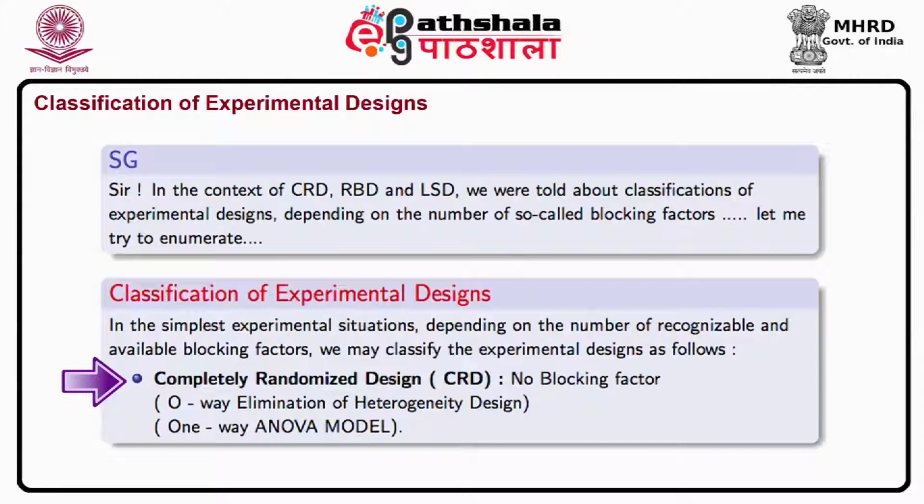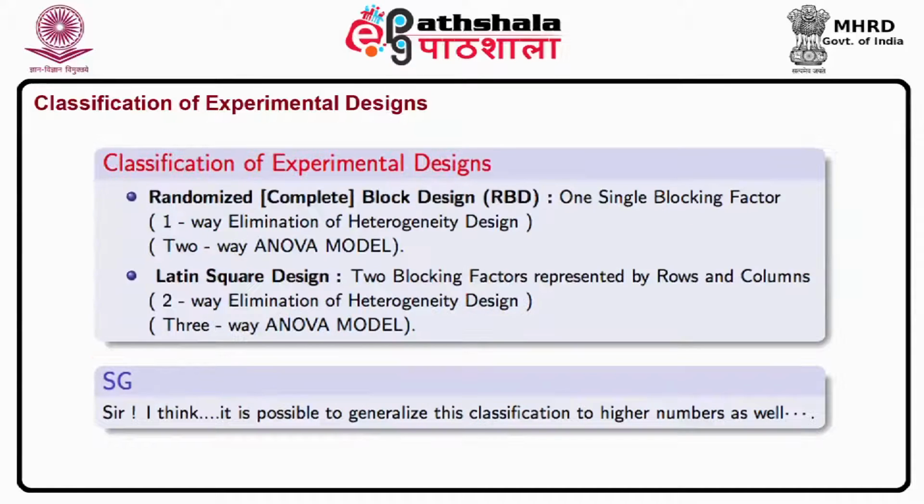Yes, sir. The idea is that all the experimental material to start with are homogeneous. There is no blocking factor, so there is no external variation. The moment we put treatment, then they become segregated in different parts. That's why it is zero-way elimination of heterogeneity of the blocking factor, because there is no blocking factor here. Okay, okay. And it leads to one-way ANOVA model. Yes, sir. And the next concept is randomized block design or RBD.